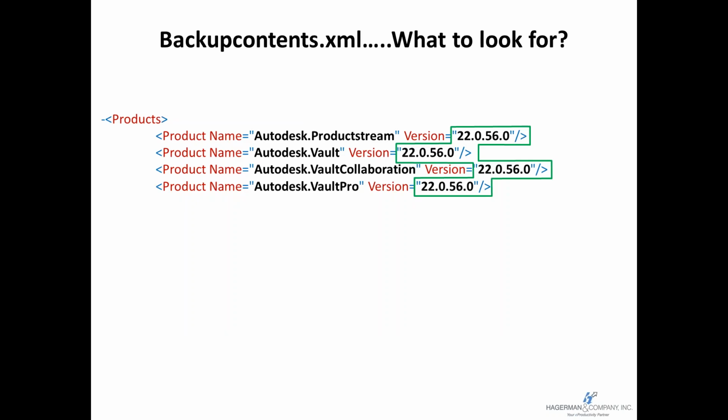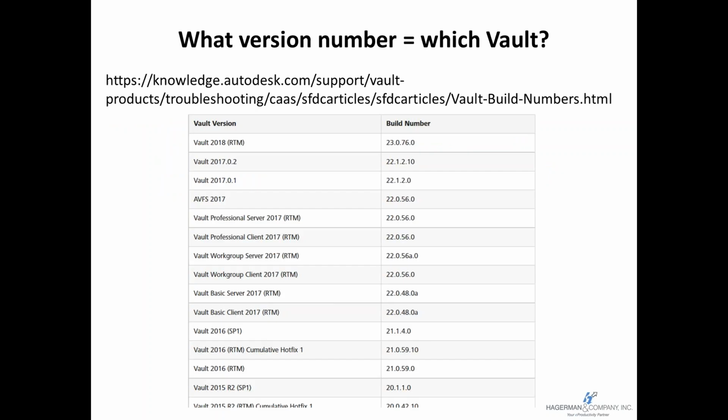Inside that XML, near the very top, you'll see the version numbers that created that backup. These version numbers are not very specific to say Vault 2017, Vault 2016, and so on. For that, you've got to do a little searching on Google. So looking at these version numbers for Vault, which Vault do they equate to?